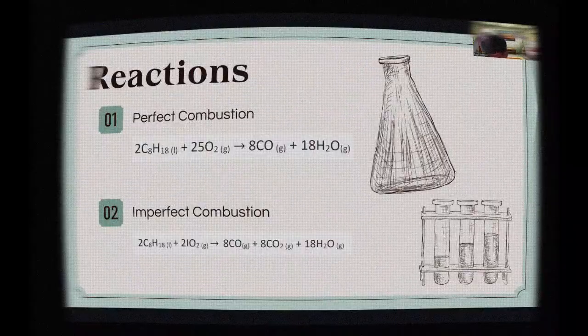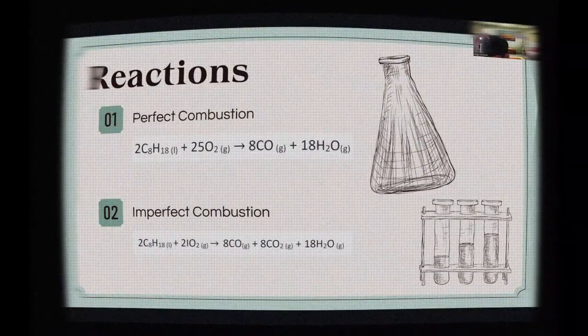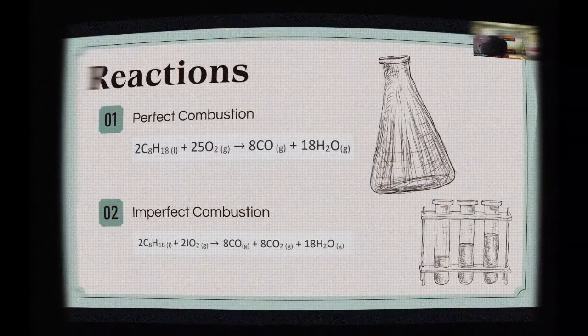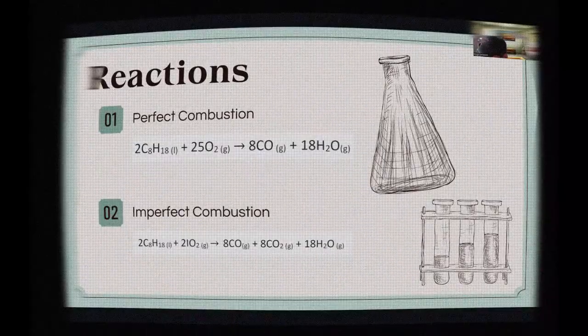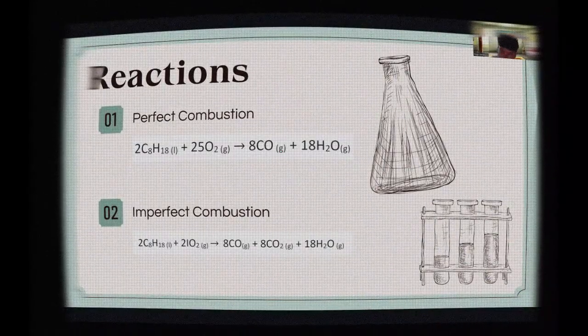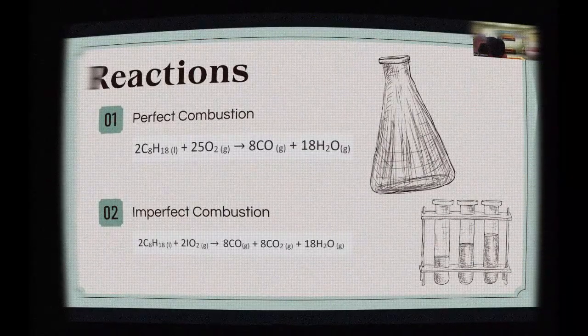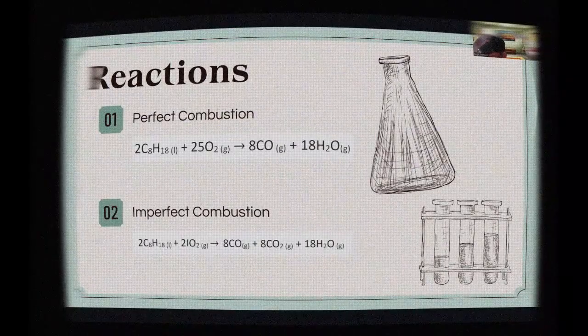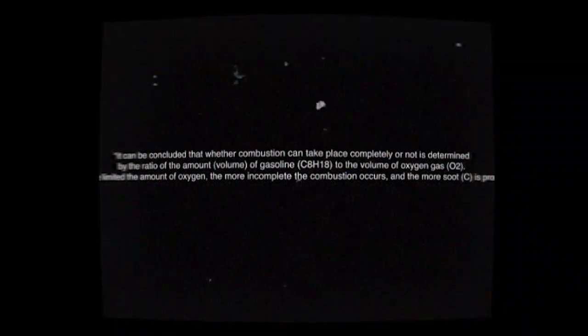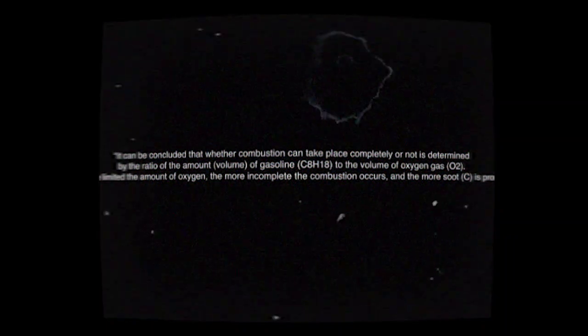In this topic, complete combustion of hydrocarbon in petroleum produces carbon dioxide and water vapor. Meanwhile, incomplete combustion will produce solid particles known as smoke, containing fine grains of carbon, carbon monoxide, carbon dioxide, and water vapor. Between the perfect combustion in reaction 1 and the incomplete combustion in reaction 2, it can be concluded that whether combustion takes place completely or not is determined by the ratio of the volume of gasoline, or C8H18, to the volume of oxygen gas. The more limited the amount of oxygen, the more incomplete the combustion, and the more carbon or soot is produced.